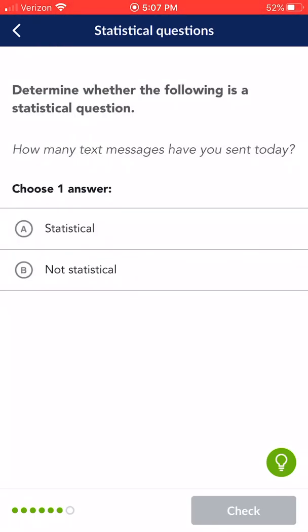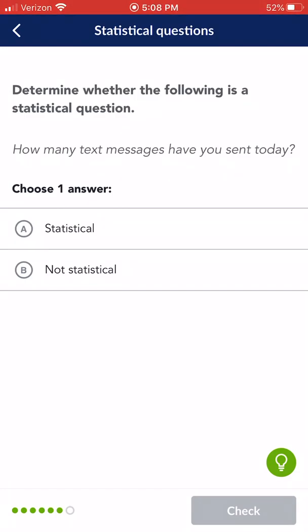Next question. How many text messages have you sent today? Probably more than anyone would want to admit. I feel like our phones are just an extension of our bodies at this point, but especially with all this digital closure stuff, or school closure and digital learning. But anyway, how many text messages have you sent today? You're asking, again, just you, one person.